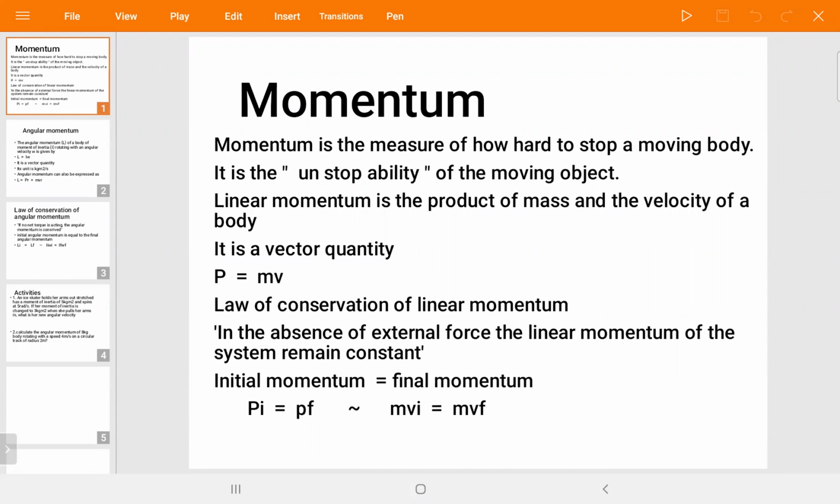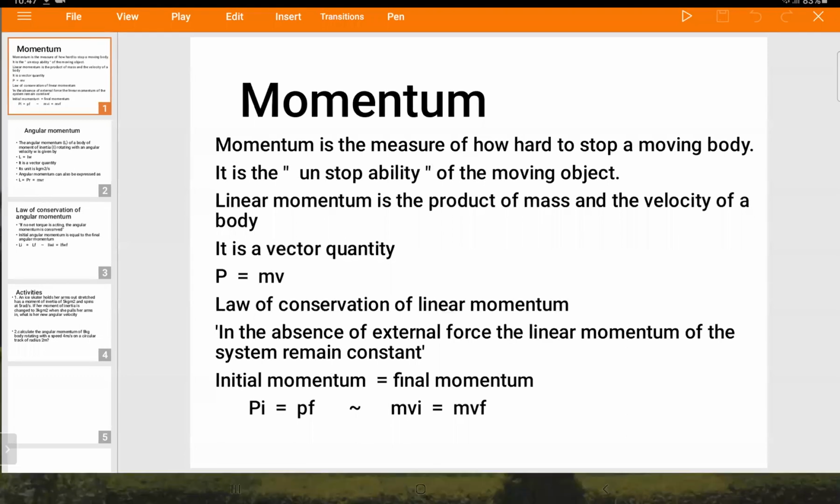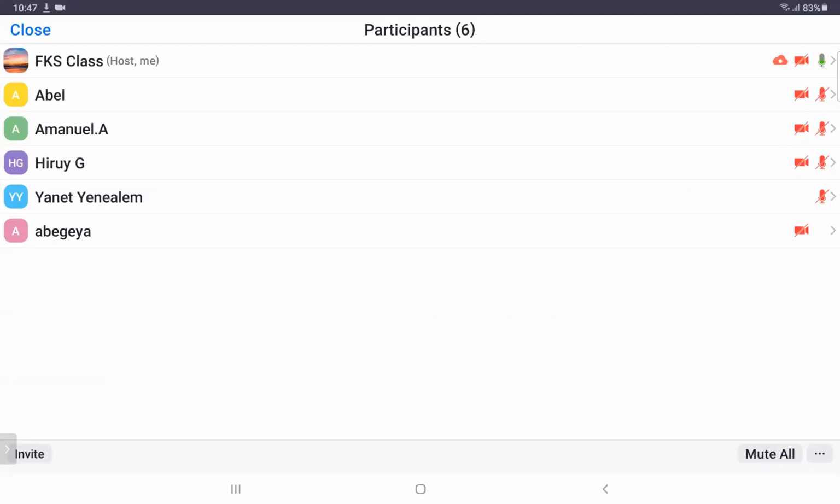We're going to start our discussion, which is about momentum. We need to start by defining the term momentum. What do you know about momentum? I think you remember the definition of momentum from your grade 9 course. Is there anyone who remembers the definition of momentum?